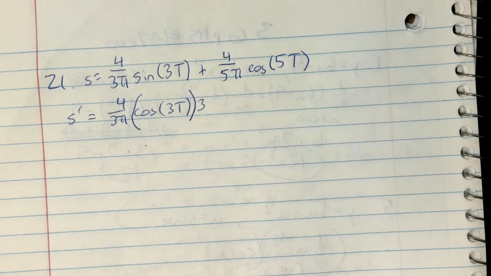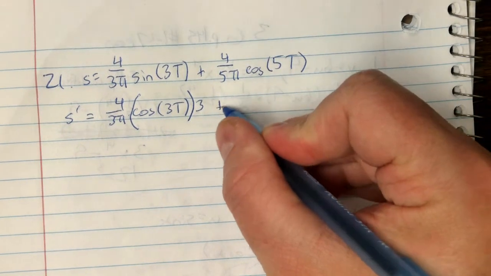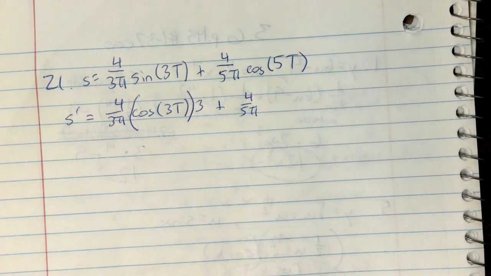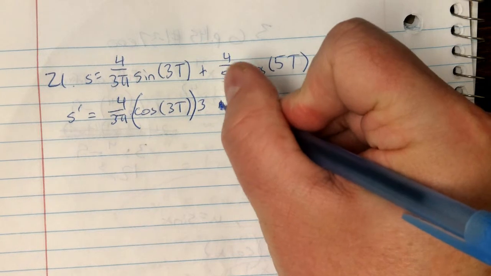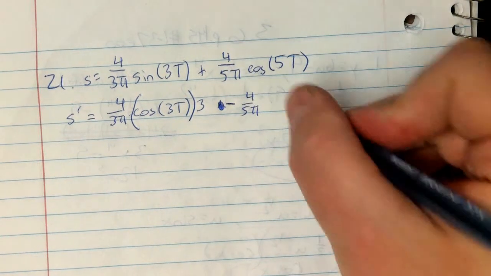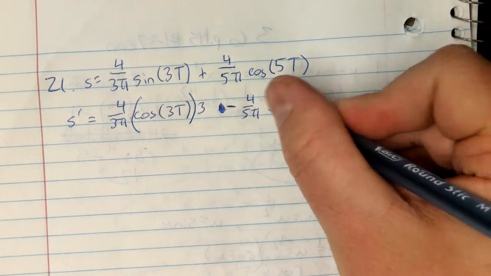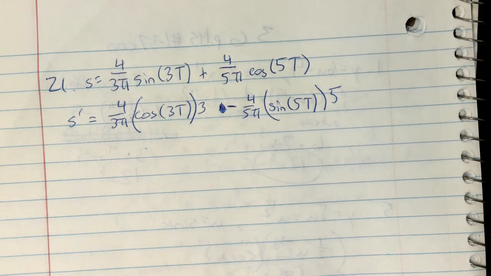And then the other part, we have 4 over 5 pi. Then the derivative of cosine is negative sine, so I'm just going to cross this out and make it a minus sine 5t, and then I'll put a parenthesis around this whole thing, and we got 5 there. So that looks like your first step.